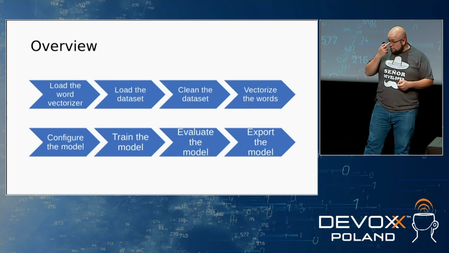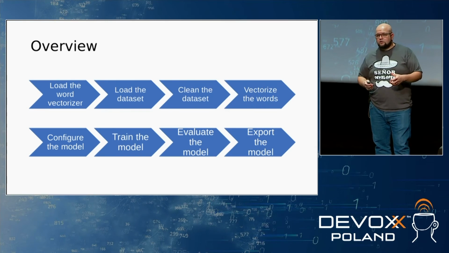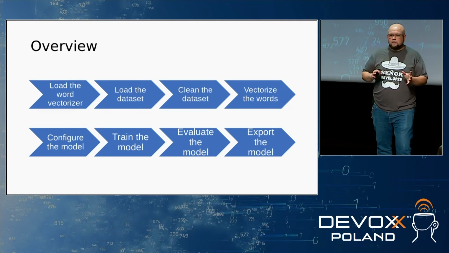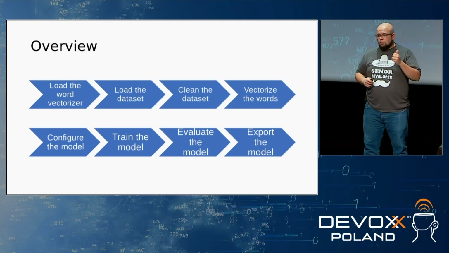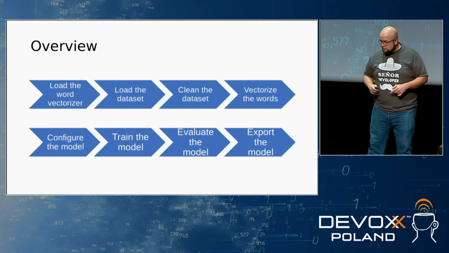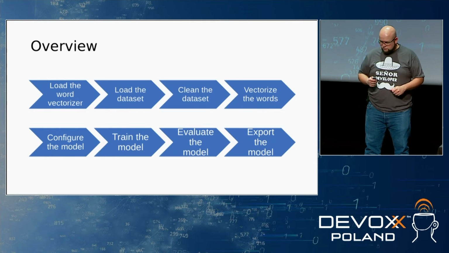So this is the overview of what we're going to do, how we are going to solve this problem. So first, we need to load the word vectorizer. I will explain what a word vectorizer is. We need to load the data set. We need to clean the data set. We need to vectorize the words. We will configure the model, train it, evaluate it, and export it.